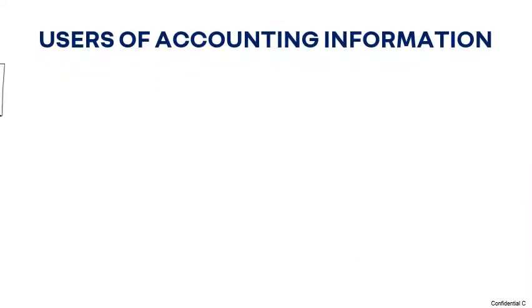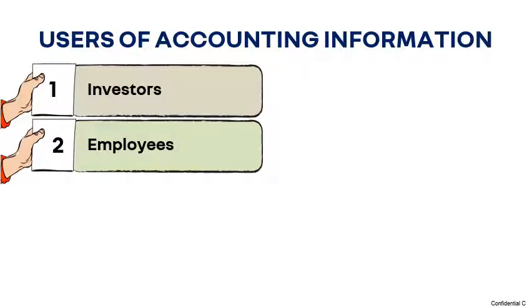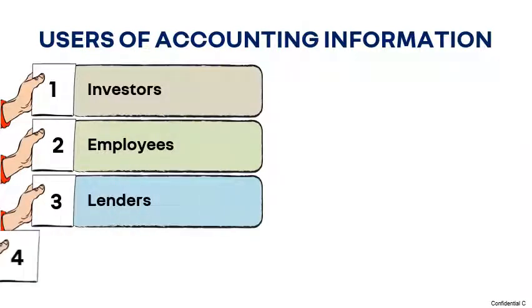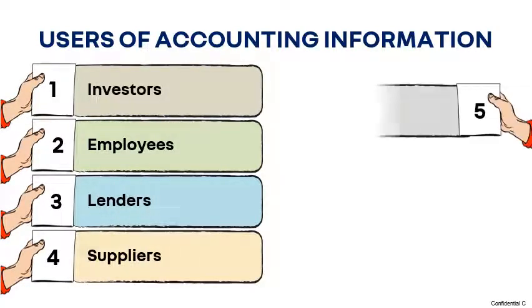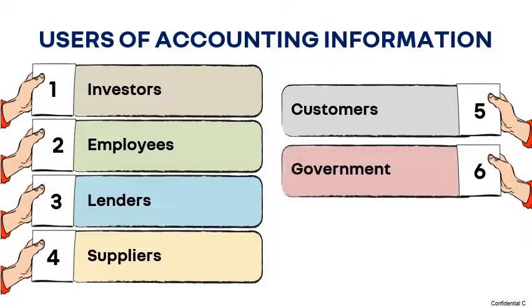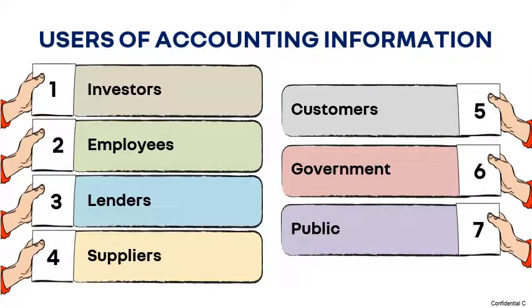Who can use this accounting information? Number one, investors. Number two, employees. Number three, lenders. Number four, suppliers. Number five, customers. Number six, government. These are all the people who use financial information or accounting information.